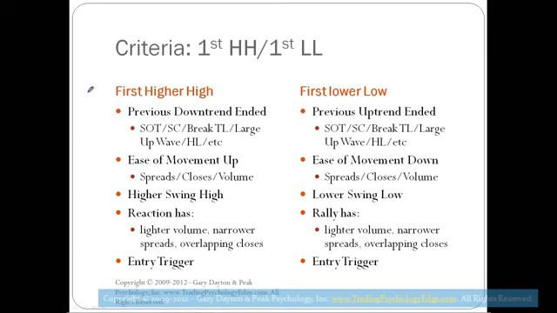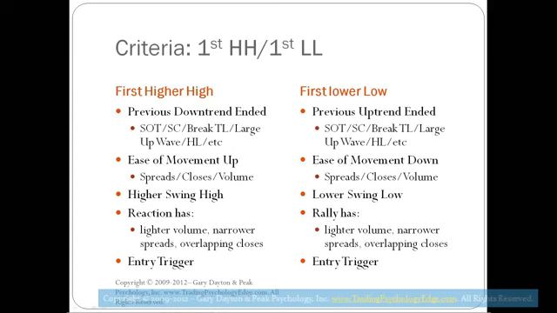First lower low is just basically the opposite. The uptrend is ended. We have ease of movement down. That's the lower swing low, and that rally has lighter volume and narrower spreads, and we look for that entry trigger, typically a hidden upthrust, which is a key reversal or upthrust, at least the way I like to do it.